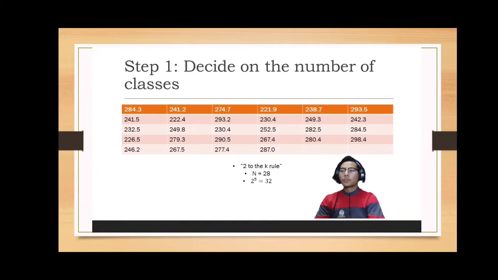For step 1, a useful recipe to determine the number of classes k is the 2 to the k rule. For this assignment, the sample is 28 units, so the power of 2 is 5, because 2 to the power of 5 equals 32, which is the smallest power of 2 greater than the sample size of 28.